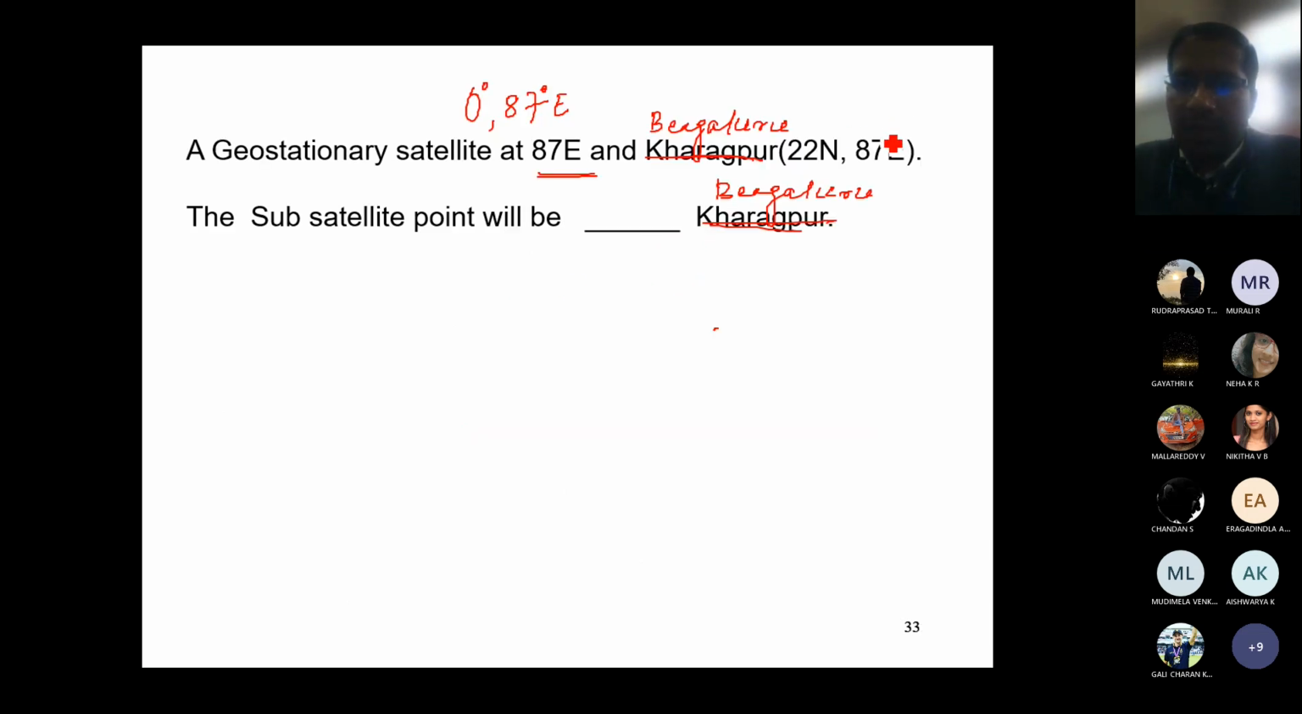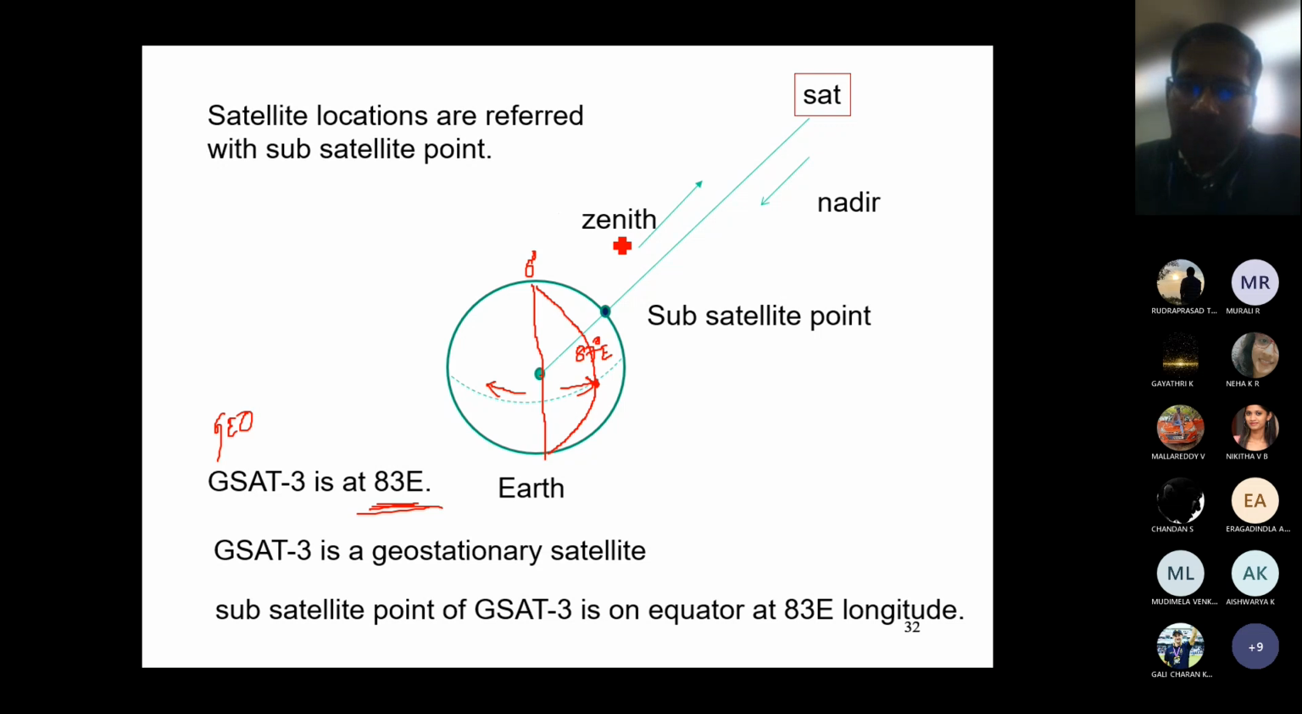What is the longitude of Bangalore? Longitude of Bangalore is 87° east. Okay, so this is the longitude. See, both the longitudes are the same: the satellite longitude and the Bangalore longitude. That means the city Bangalore is lying somewhere on this particular longitude, in between this point and this point.